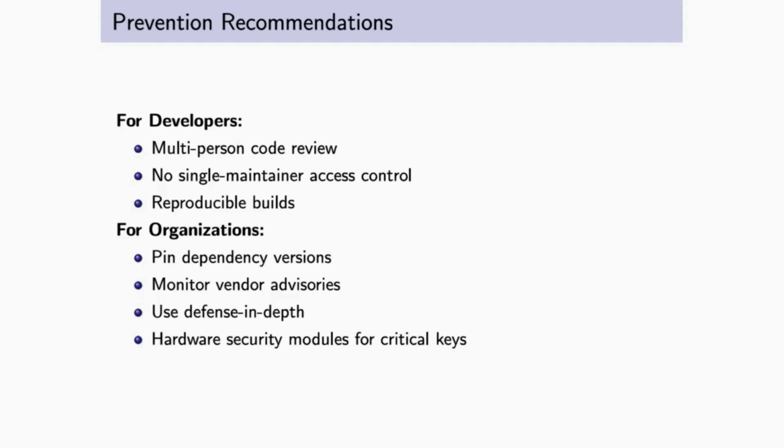So how do we prevent this? For developers of critical software, implement mandatory multi-person review. No single person should have unilateral commit access. Use reproducible builds so compiled binaries can be verified against source code. For organizations, pin critical dependencies to specific versions, don't auto-update from testing branches. Implement defense in depth. Never rely on a single security control like SSH alone. Use hardware security modules for your most sensitive keys.